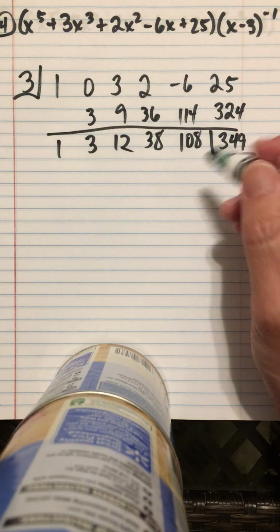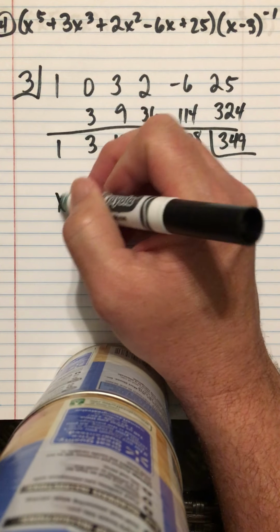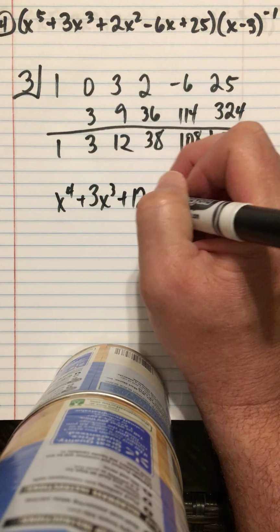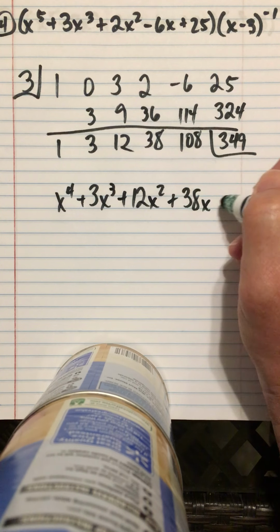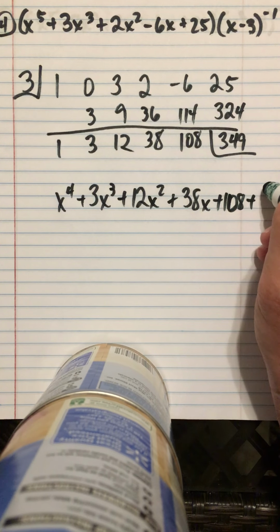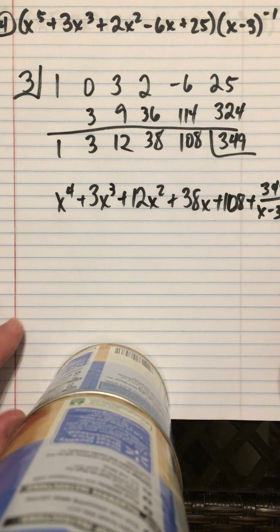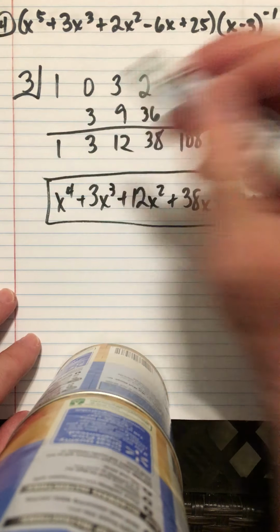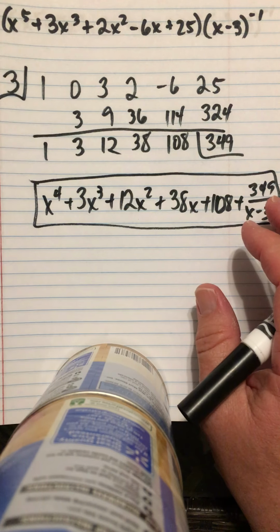It's just this problem. Since this starts off as x to the 5th, that goes in front of x to the 4th. So it's 1x to the 4th plus 3x to the 3rd plus 12x squared plus 38x plus 108. And my remainder goes over what I was dividing by. So there's your answer. Any questions about that?